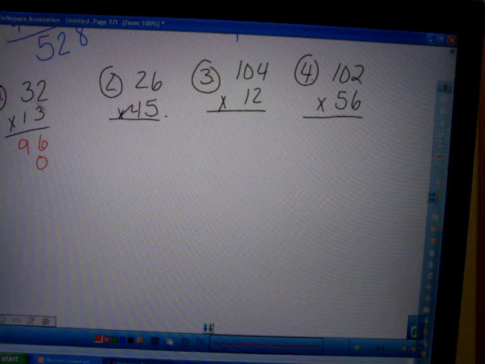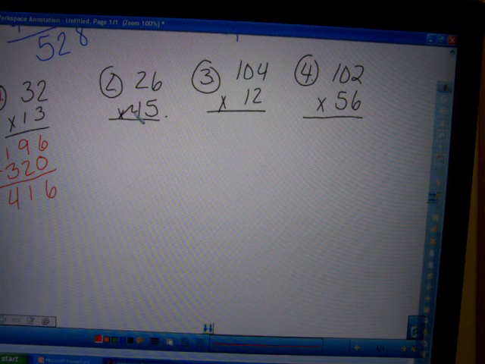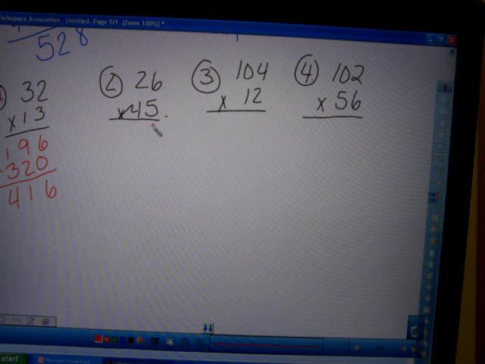I'm going to add in a 0 here, and then I get, because 32 times 10 is 320. Now I add those together, and I get 416. So hopefully that is the answer you got as well.